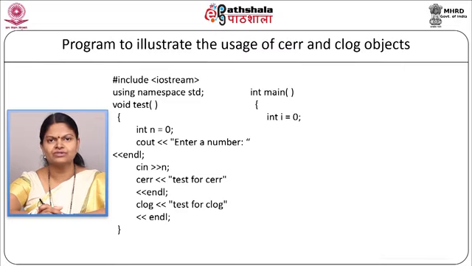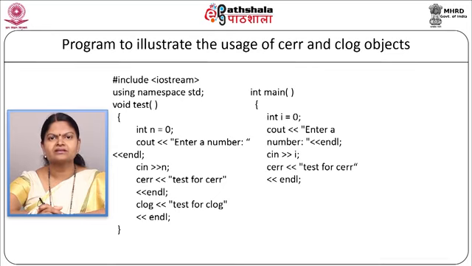Integer i is equal to 0. cout "Enter the number", cin >> i. Now we will display the messages using the cerr and clog objects: cerr "Test for cerr" and clog "Test for clog". Return 0, and our main program will end.